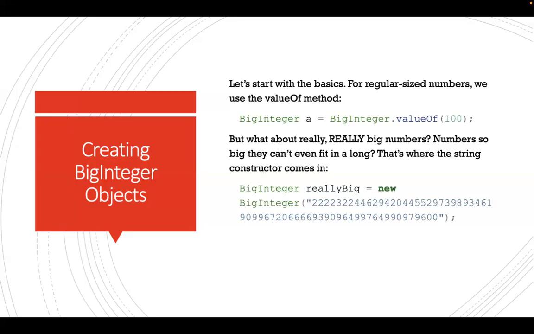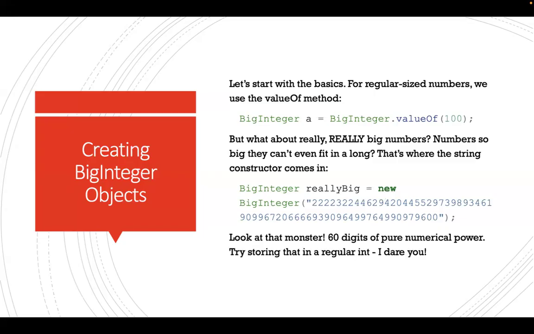But what about really big numbers? Numbers so big they can't even fit in a long, that's where the string constructor comes in. Look at that monster, 60 digits of pure numerical power. Try storing that in a regular int, I dare you.